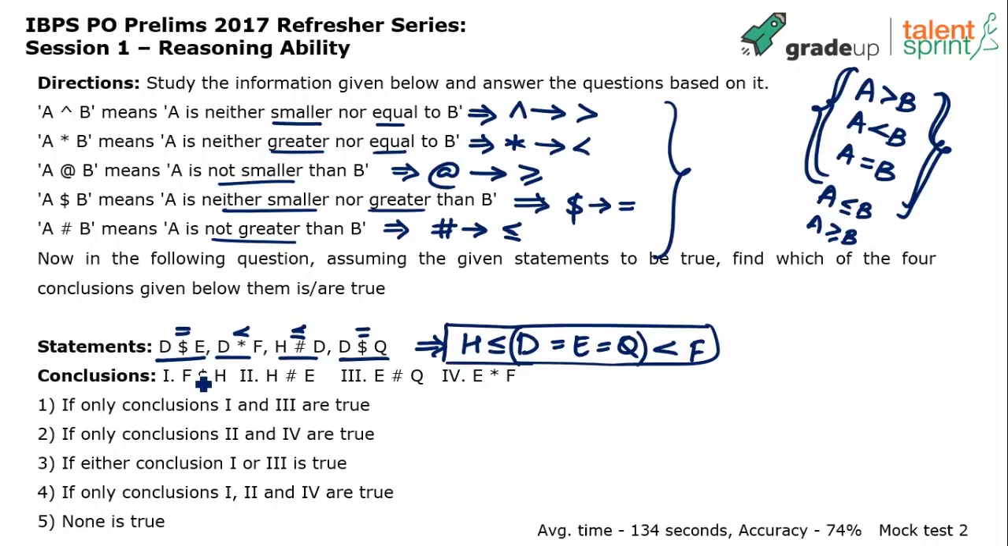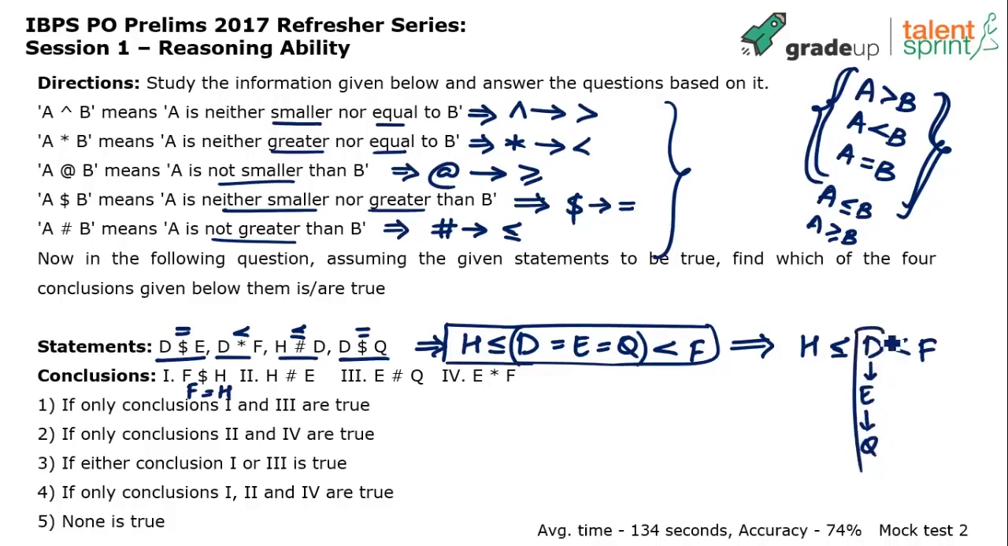F dollar H. Dollar means equal to. So F is equal to H. Is F equal to H? No. F is not equal to H. What is the comparison? F is greater. So if you understand, to simplify it, I can say H less than or equal to D less than F. D can be replaced with E or with Q.